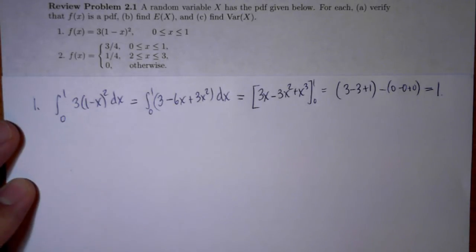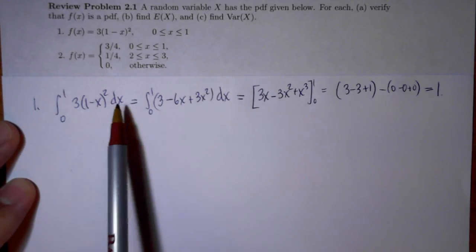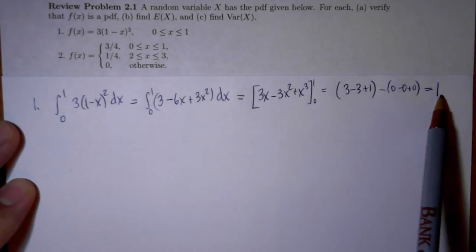Now this also could have been done with a u substitution. I'll let you think about that if you'd like to do it that way, but basically to show it's a PDF, we integrate it and find that the answer is 1.